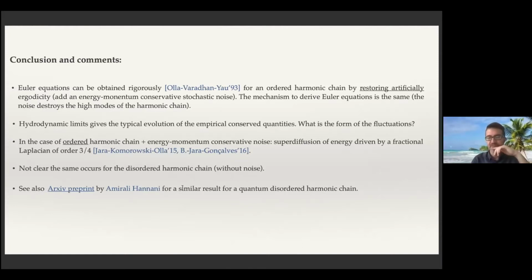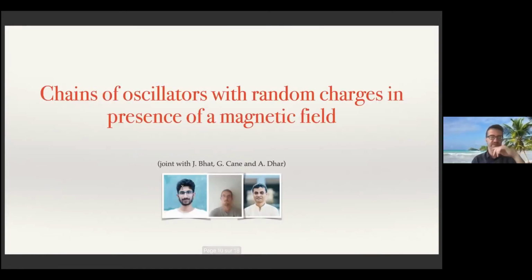Okay, good. So now I will pass to the second part of my talk. I will discuss some joint work with Junaid, Gaetan, Abhishek, and which concerns some new models, because the models I presented before were studied a lot during the 70s and probably before. It is a chain of oscillators with random charges in the presence of a magnetic field.